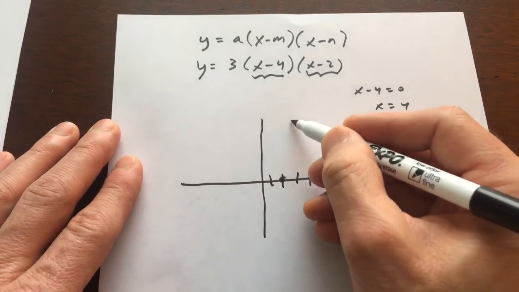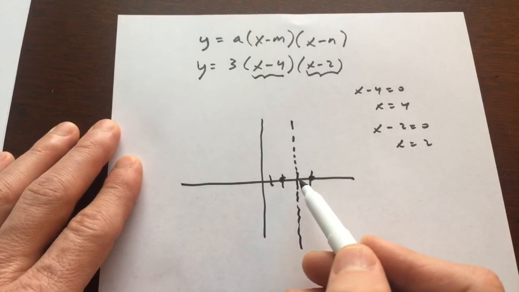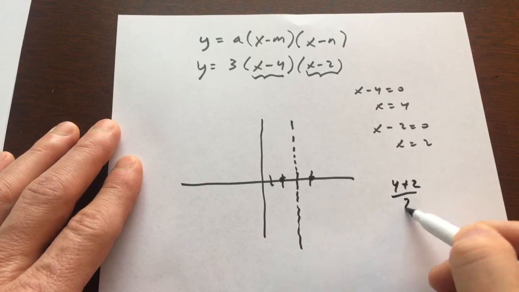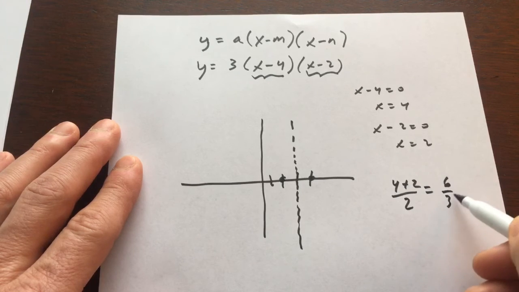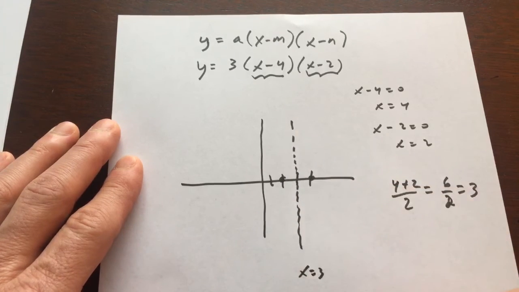And then what you want to do is draw on that line of symmetry. The line of symmetry is going to be halfway in between those two x-intercepts. So if you're not sure what it is, you can add them together and divide by 2. So 6 divided by 2 equals 3. And this is the line x equals 3. Okay, so that divides the parabola in half.